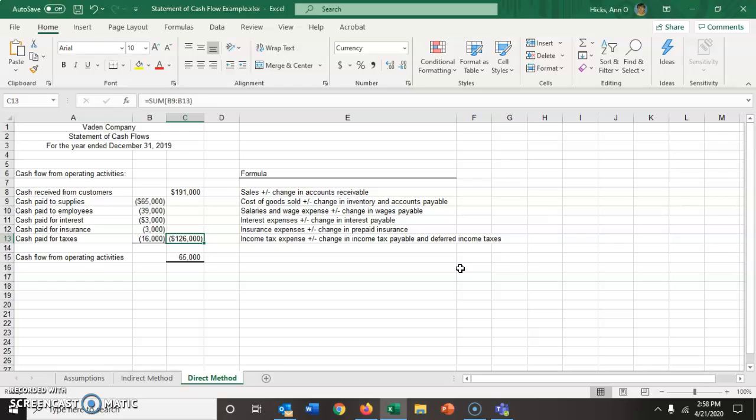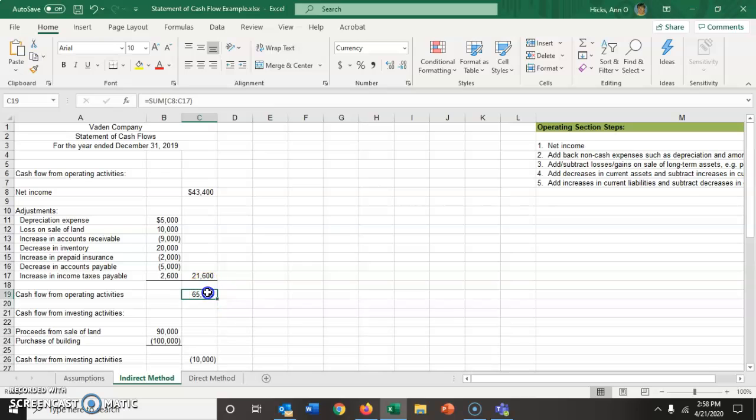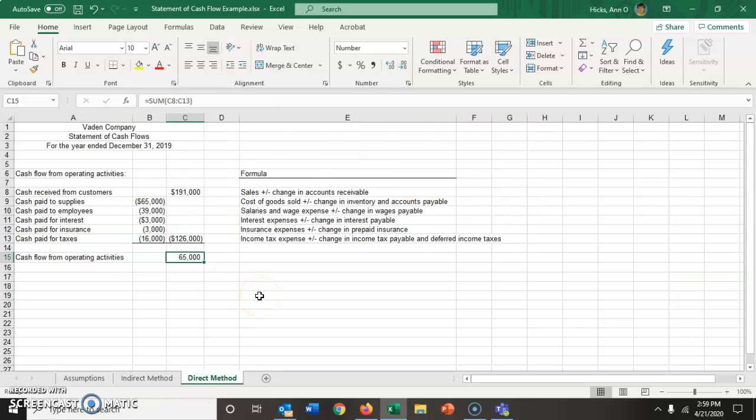If we sum up all our payments, that's payments of $126,000. We subtract that from our cash receipts. That gives us cash flow from operating activities of $65,000, which is exactly what we got in our indirect method. Again, you should not get a different cash flow from operating activities. It will merely be presented in a different way.